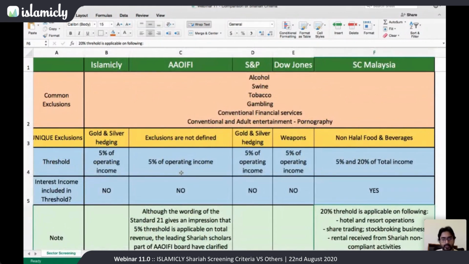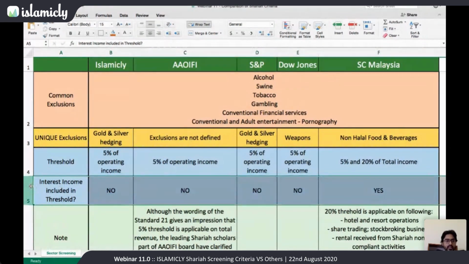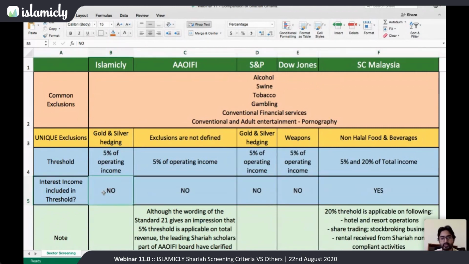Now let's study another critical question which a lot of people keep asking us, that whether interest income accrued to a company is part of the 5% threshold or not. So let us study what most Sharia scholars or most Sharia criteria say. I have mentioned over here that Islamically does not consider interest income as part of the 5% threshold.